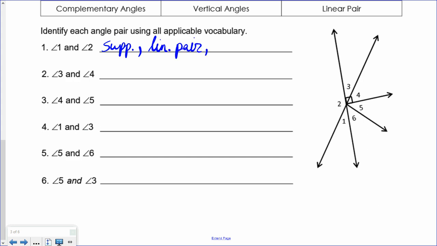All right, also because of that they create a line, or 180 degrees. There's one more. They are adjacent. Because they are right next to each other, sharing that side, right up against each other, that qualifies them to be adjacent. All right, what about 3 and 4? 3 and 4 are adjacent.